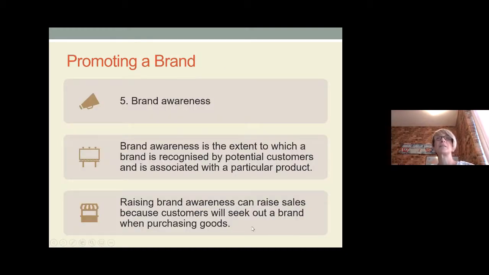Finally, brand awareness. So brand awareness is the extent to which a brand is recognised by potential customers. It's associated with a particular product. And this is what, in marketing, we're aiming to do. We're aiming to raise brand awareness because this will raise sales because our customers will seek out that brand. So if you think about trainers, what brand would you automatically think of? This is known as brand awareness.